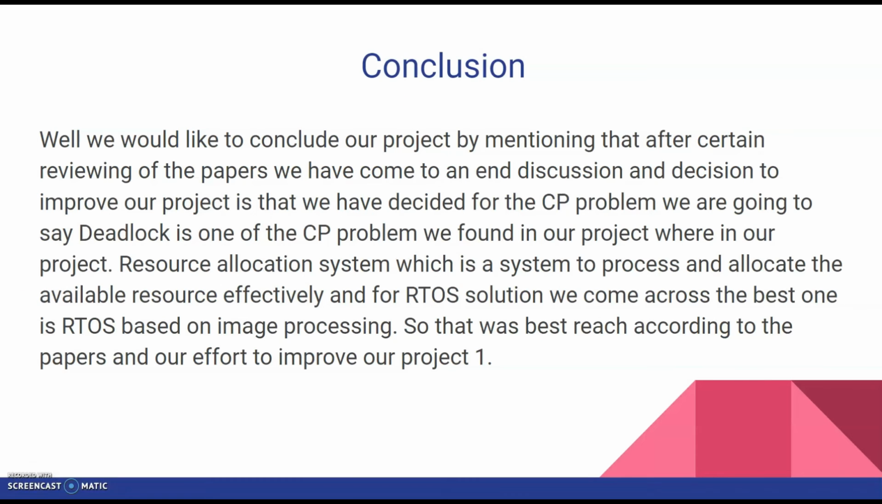So, we would like to conclude our project by mentioning that after reviewing the papers, we have come to a final discussion and decision to improve our project. For the CP problem, deadlock is one of the CP problems we found in our project, and the solution is a resource allocation system, which is a system to process and allocate the available resources effectively. And for the RTOS solution, the best and most suitable is the RTOS based on image processing. That was the best result according to the paper review and our effort to improve our project one and make it good and better. Thank you and have a good day.